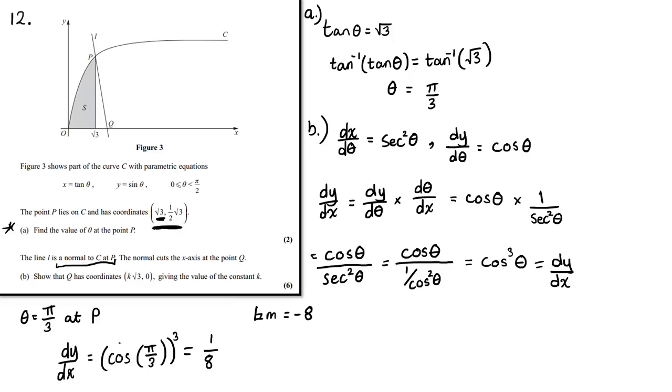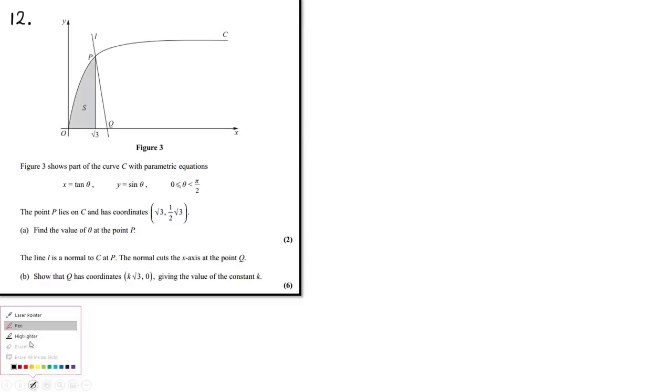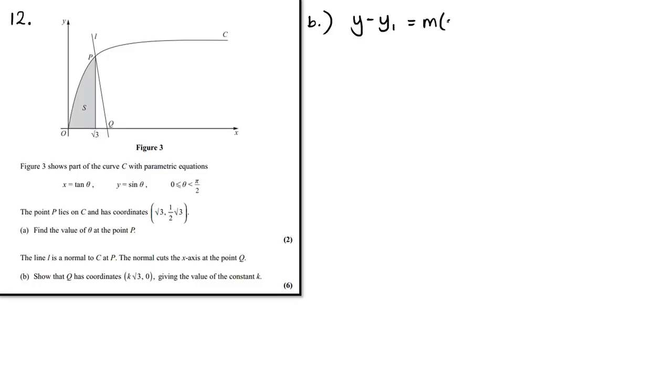What I'm going to do is clear the screen, just so we've got enough room for this. So we carry on with part B up here. We're using now y minus y1 is equal to m times x minus x1. So what's x1 and y1 in this case? Well, x1 is this root 3, and y1 is this root 3 over 2. So that's y minus root 3 over 2 is equal to, remember m was the -8 we found here, so -8 times x minus x1, which is root 3.